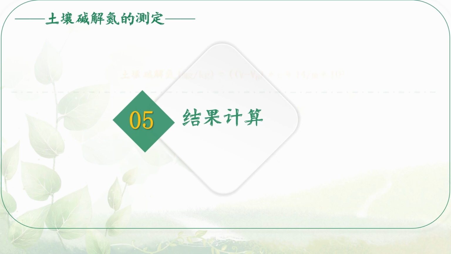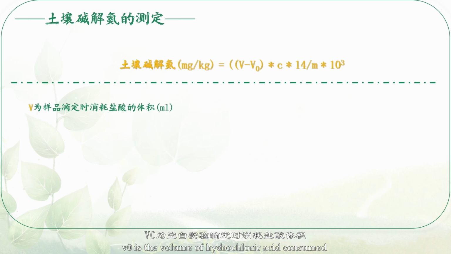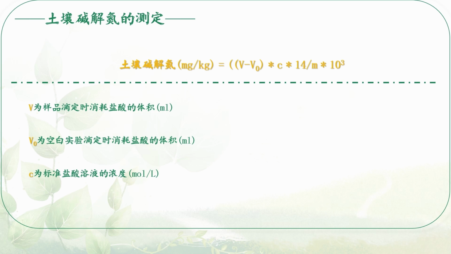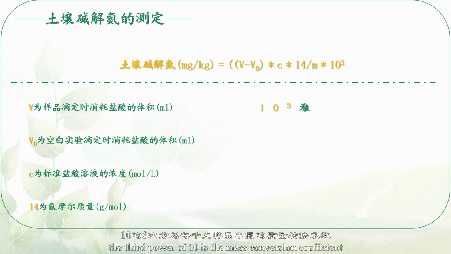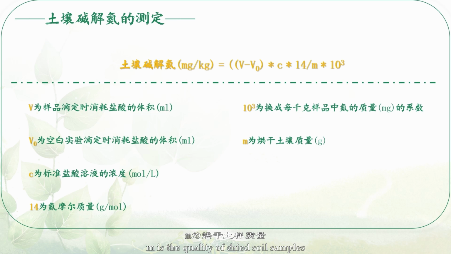Result calculation. In the formula, V is the volume of hydrochloric acid consumed when titrating the sample. V0 is the volume of hydrochloric acid consumed during titration in the blank experiment. C is the concentration of hydrochloric acid standard solution. 14 is the molar mass of nitrogen. 10 to the third power is the mass conversion coefficient of nitrogen per kilogram of sample. M is the mass of dried soil sample.